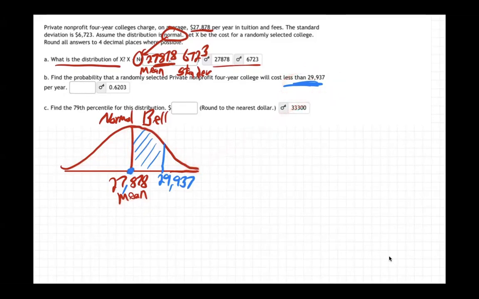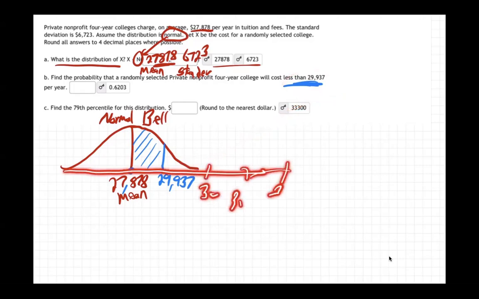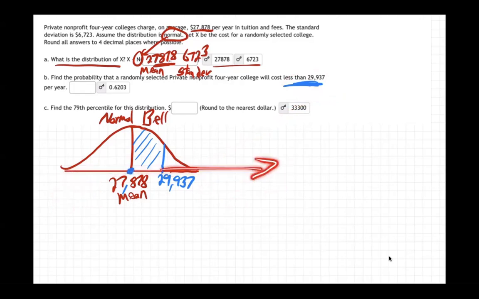It's bigger, right? This is a normal number line. So there'd be 30, 31, 32 over here, and over here would be 26, 25,000, etc. Numbers get bigger to the right, smaller to the left, like a number line. So we have to find this section in here, the probability.